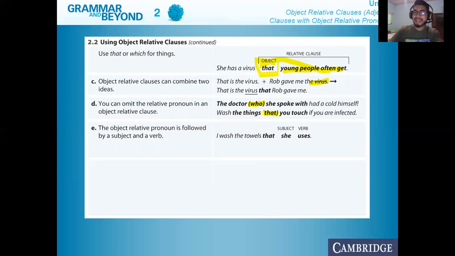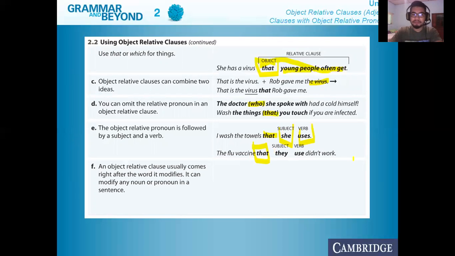I wash the towels that she uses. You see, I wash the towels. What kind of towels? The ones that she uses. But over here, you have the pronoun that is introducing the subject and the verb. And then you have the subject itself, that is she. And then you have the verb, that is used. So in that case, you see, that is not acting as a subject. Really important information for you to remember. The flu vaccine that they used didn't work. That they use as well. We see that introducing the clause, and then you have the subject and the verb.